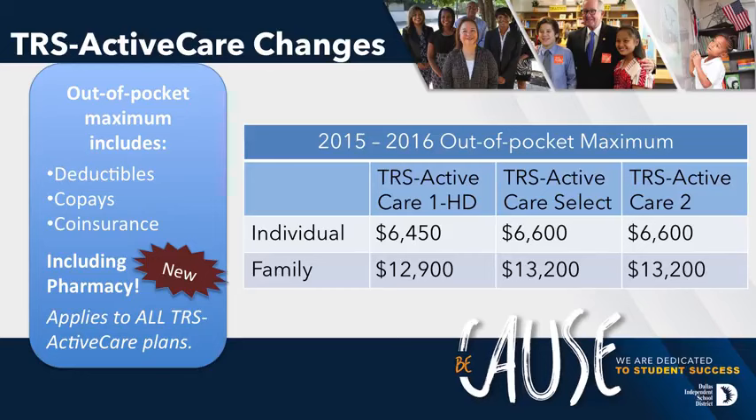Remember that beginning last September, deductibles, medical copayments, and coinsurance counted to satisfy the out-of-pocket maximum. Beginning September 1, 2015, pharmacy copayments, coinsurance, and deductibles will also count toward the out-of-pocket maximum. This allows you to reach your out-of-pocket maximum faster.